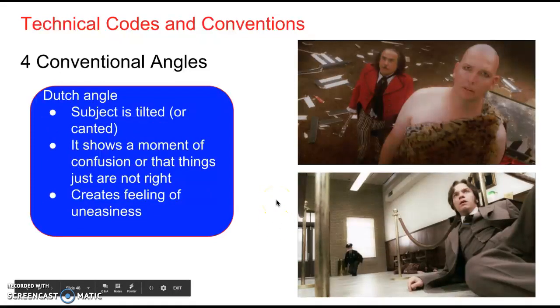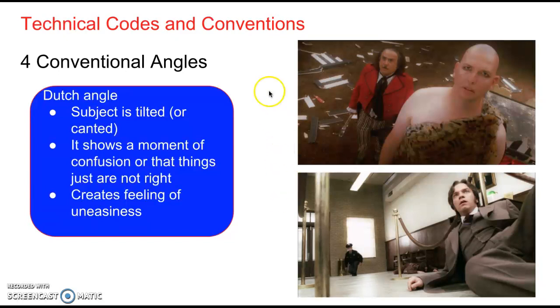Dutch angle is a unique shot. It's when the subjects are tilted. They're not on those straight lines. And it shows a moment of confusion where they're just not right. Something's wrong. So, for example, when they see the giant, and he was the giant before, and they both see the giant, and things just aren't right. It's not what they're used to.